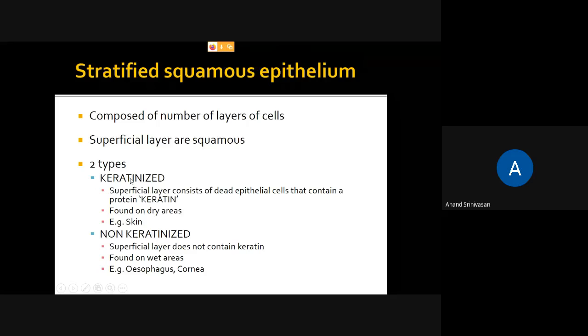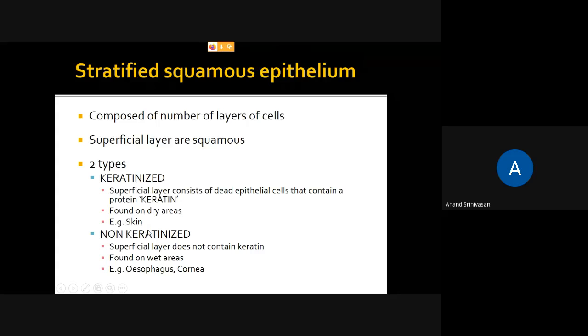One is keratinized and the other one is non-keratinized. So there are two types. What is the meaning of keratinized? Above the squamous cells, there is a protein layer which is called keratin. This keratin is nothing but dead epithelial cells, from which a protein comes out, and this is called keratin. They are found only in dry areas, for example skin.